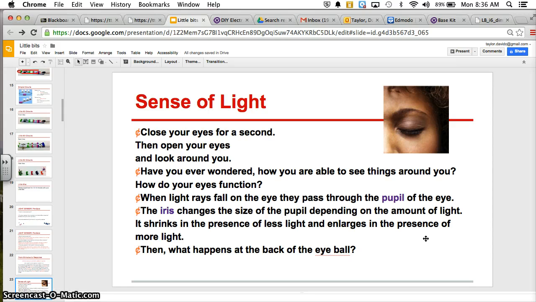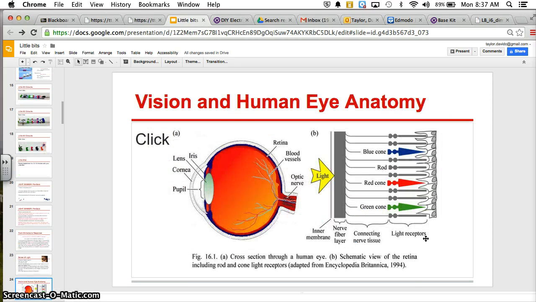Light rays fall on the eye, they pass through the pupil of the eye, and the iris changes the size of the pupil depending on the amount of light. It shrinks in the presence of more light and enlarges in the presence of less light. If you've ever covered your eye, then held a flashlight at it and looked in the mirror, you can actually see the pupil go from very large to very small. It's kind of like when you get up in the middle of the night.